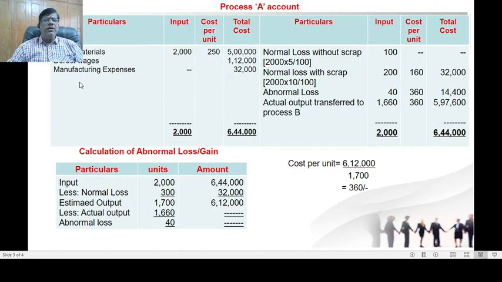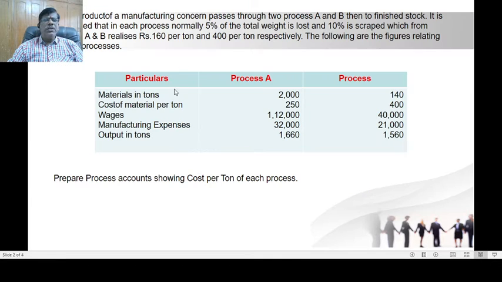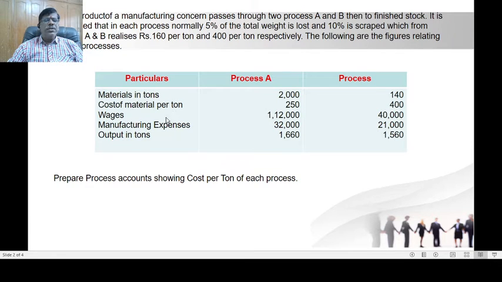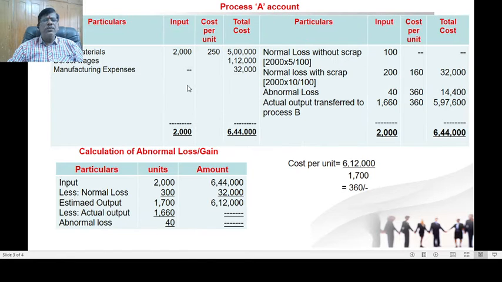Now you can prepare process A account. Direct material: input is 2,000 units, tons. The cost per ton is given as 250 per ton. You multiply with this figure, you will get 5 lakhs. The direct wages are also given, direct wages 1,12,000, manufacturing expenses 32,000.